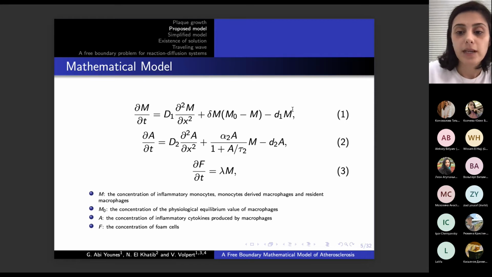This term, D1M, is for the degradation of macrophages. Here also we have this term, which refers to the production of cytokines due to the presence of macrophages and to cytokines themselves. And here we have in the denominator an inhibitor term. In fact, this denotes a mechanical saturation due to the fibrous cap formation. And this term denotes the degradation of cytokines. And finally, this lambda M is for the differentiation of macrophages into foam cells.